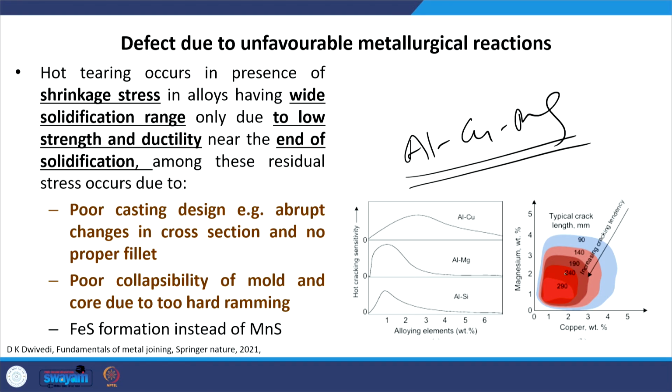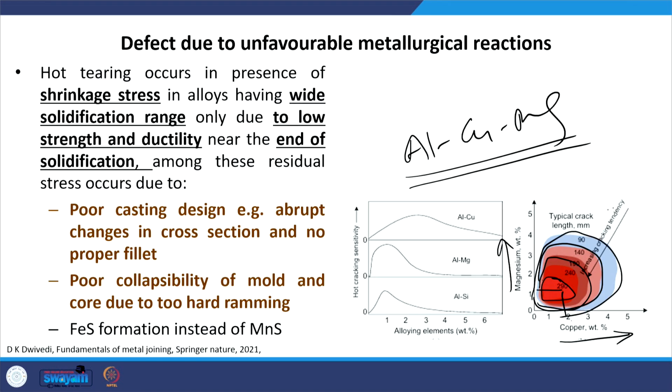So, how is the cracking tendency affected? Say on the x axis we have copper and on the y axis we have magnesium. For this particular case, say 2% of copper and 1.5% of magnesium, we have the maximum cracking tendency, resulting in the largest crack length. And as we adjust the composition of magnesium and copper, the cracking tendency is minimized.